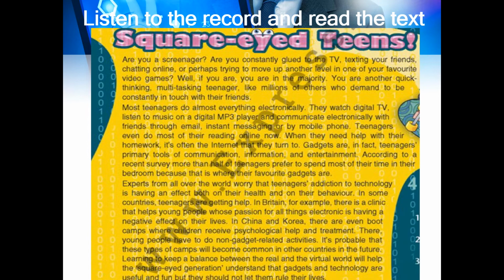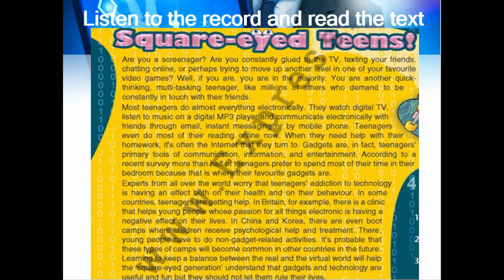Are you a screenager? Are you constantly glued to the TV, texting your friends, chatting online, or perhaps trying to move up another level in one of your favorite video games? Well, if you are, you're in the majority. You are another quick-thinking, multitasking teenager, like millions of others who demand to be constantly in touch with their friends. Most teenagers do almost everything electronically. They watch digital TV, listen to music on a digital MP3 player, and communicate electronically with friends through email, instant messaging, or by mobile phone.